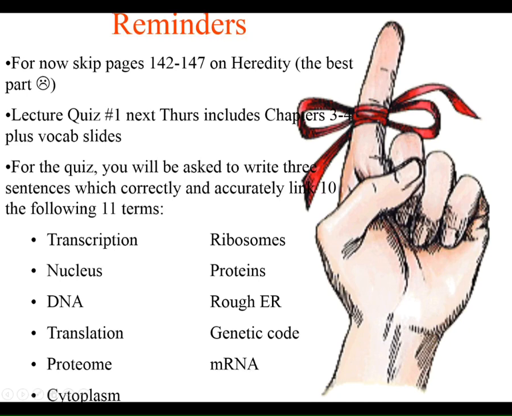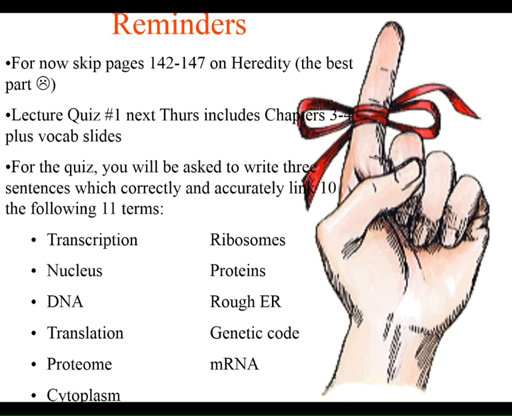Okay, I need to update that. Lecture exam 2. And here are the 11 terms that you need to learn. Some of these we've already talked about. Some of these I'll be talking about over the next few minutes. Transcription, nucleus, DNA, translation, proteome, cytoplasm, ribosomes, proteins, rough ER, genetic code, mRNA. And with those 11 words, you must use 10 of those 11 words to write 3 sentences. It's really not that tough, but what it proves to me is if you can write 3 cohesive sentences using these terms, you understand the relatedness of these terms one to another.